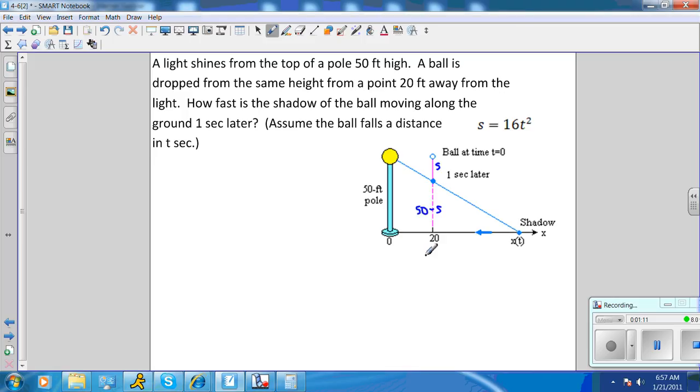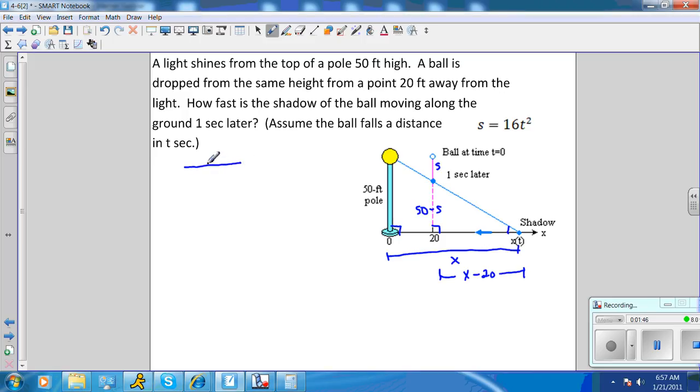So let's see here. If we call this whole distance x, then this distance is actually x minus 20 for our problem. We see that here these two angles are 90 degrees, and this angle is shared between them. So we have similar triangles by angle-angle similarity from geometry. So what we're going to do is set up proportions real quick.